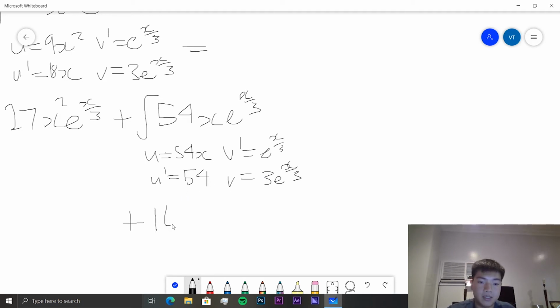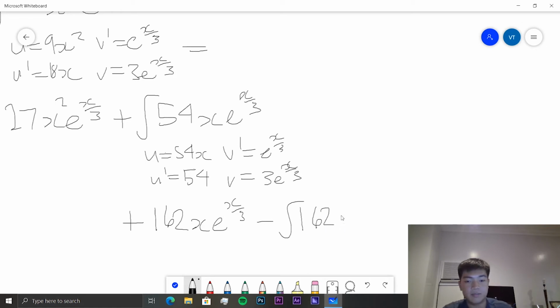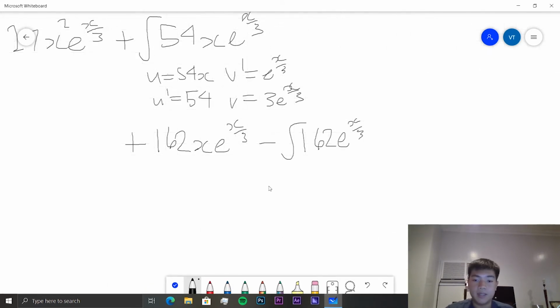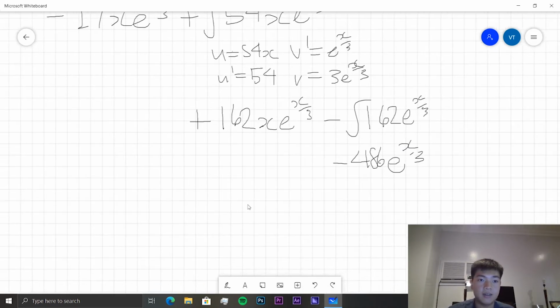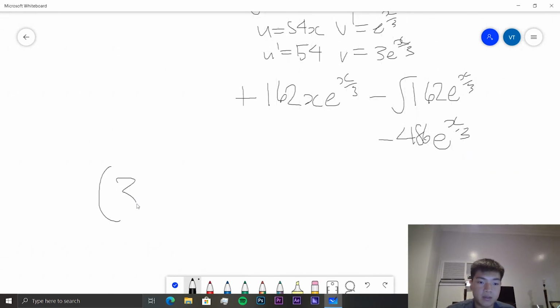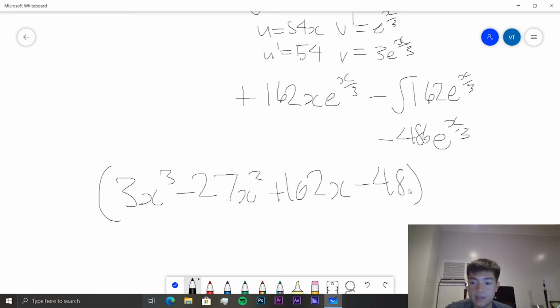So it's equal to plus 162x e to the x over 3 minus the integral of 54 times 3. So minus 162 e to the x over 3. And we know that this is equivalent to minus 162 times 3, so minus 486 times e to the x over 3. So this is all in all equal to 3x cubed minus 27x squared plus 162x minus 486 times e to the x over 3.